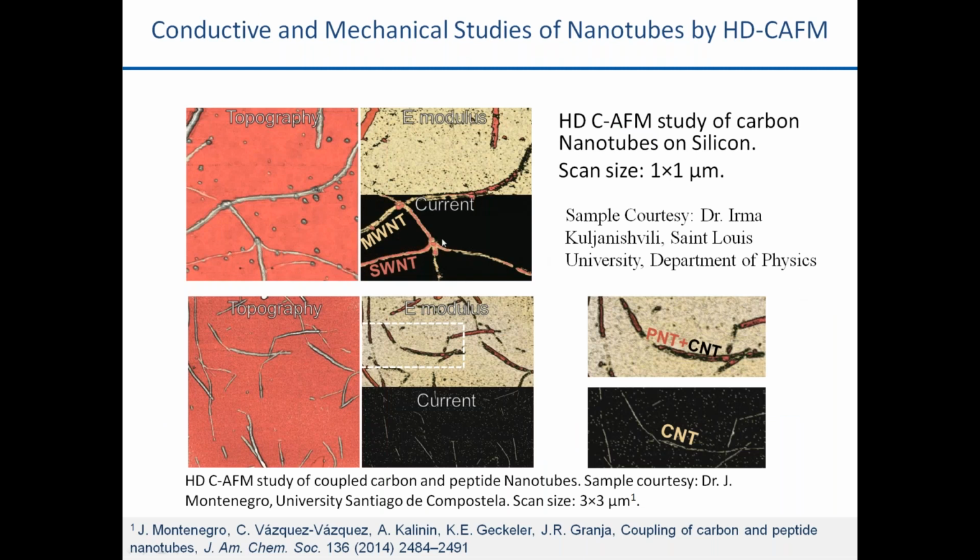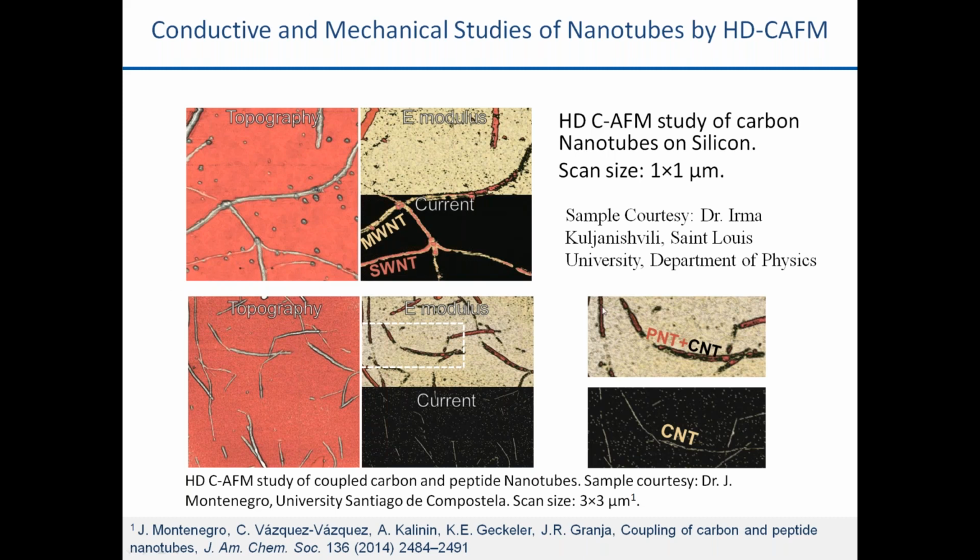Here are two more examples of such studies. On the top two images, we were studying the morphology and the electrical, conductive and mechanical properties of single and multi-wall nanotubes. The morphology is seen on the left, and on the right side we see the conductivity map of these nanotubes, together with the E modulus, and we can define the single wall nanotube and the multi-wall nanotube here.